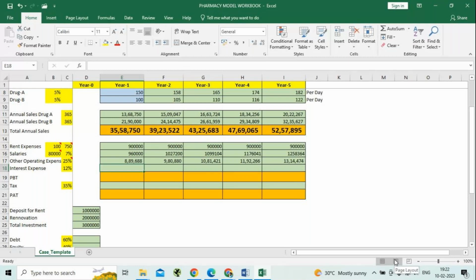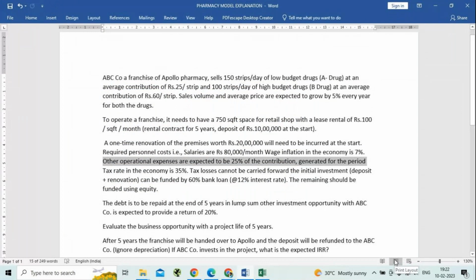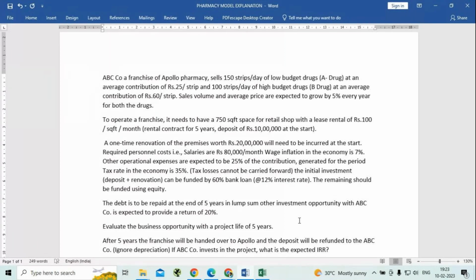The next thing is interest expense. The interest expenses will be 35%, that we will see later. Tax losses cannot be carried forward. So the initial investment, that is the deposit and the renovation value, is funded 60% by a bank loan, where the interest percentage is 12%. The remaining should be funded using equity value.